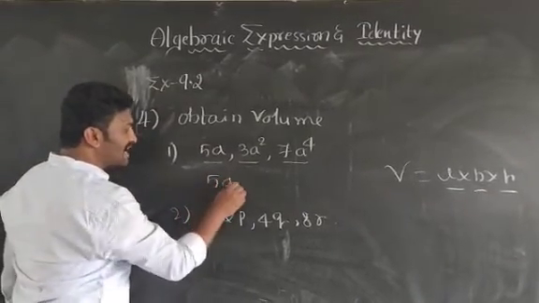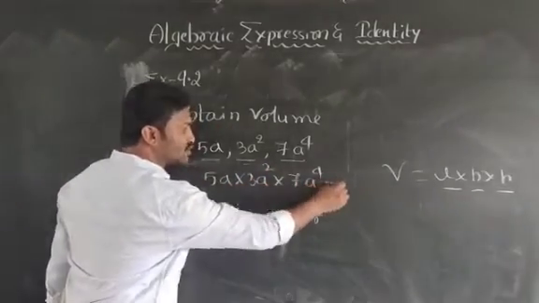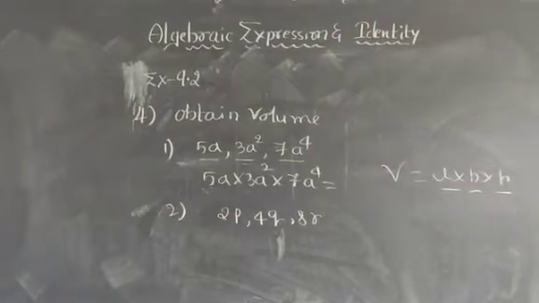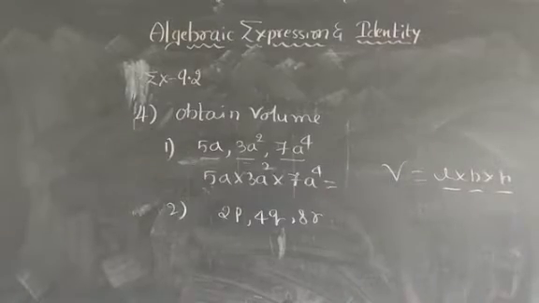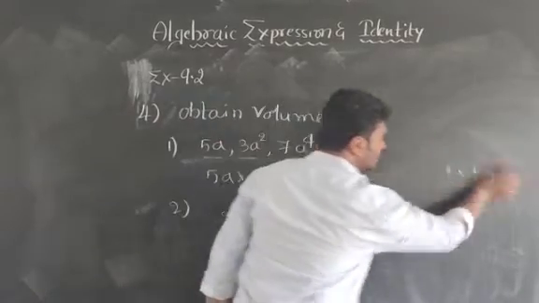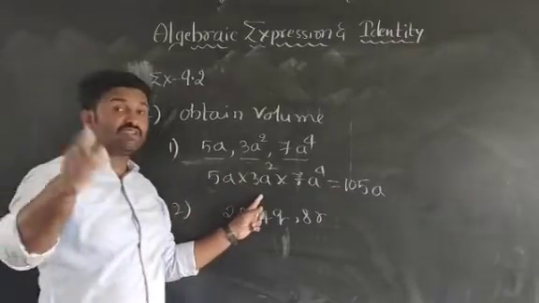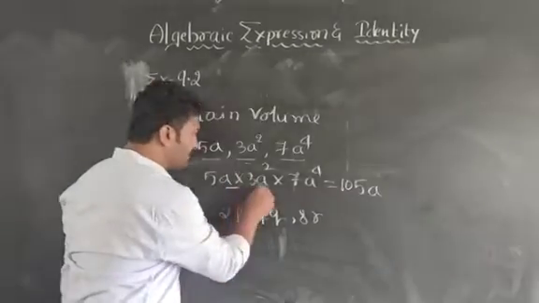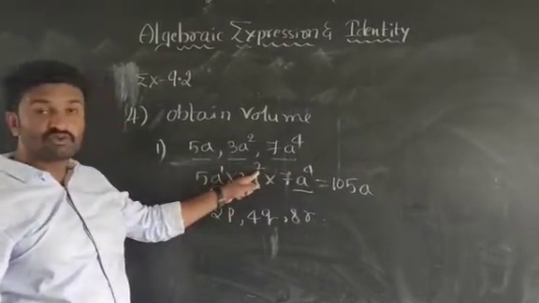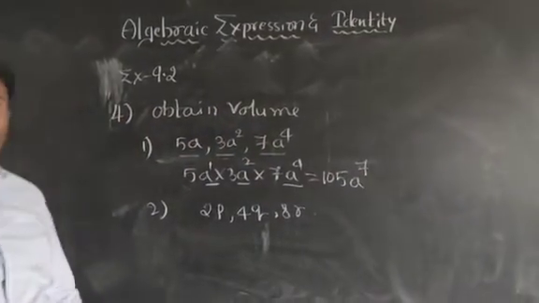Okay, 5a into 3a square into 7a raised to 4 equals 5 3s are 15, 15 7s are 105. a raised to how much is it? Apply the exponent first law: if the bases are the same, add the powers. Here 1 is there, here 2, here 4. 1 plus 2, 3, 3 plus 4, 7. a raised to 7. This is the way to find the value.